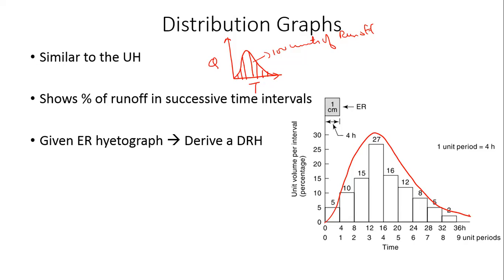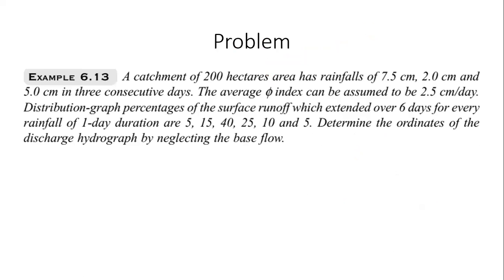Okay, so let us quickly solve a problem, and then hopefully that answers any questions that you may have about this idea. Let's read the problem statement. A catchment of 200 hectares area has rainfalls of 7.5 centimeters, 2 centimeters, and 5 centimeters on 3 consecutive days. The average phi index can be assumed to be 2.5 centimeters per day. So far the information is very straightforward. You're given the total rainfall amounts on 3 consecutive days, and the phi index is also given to you.